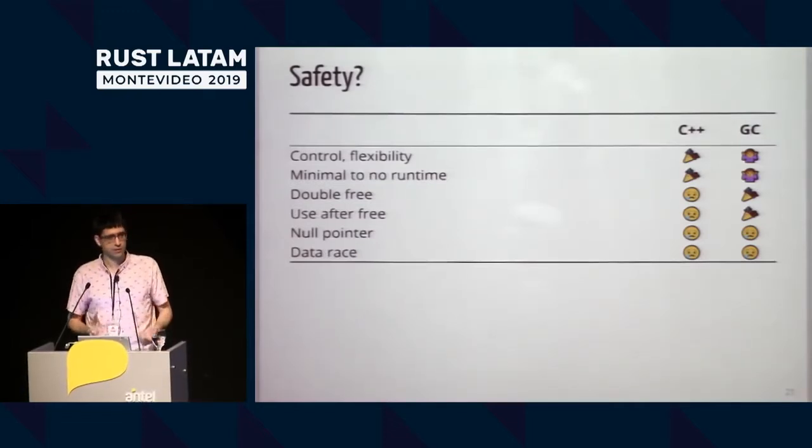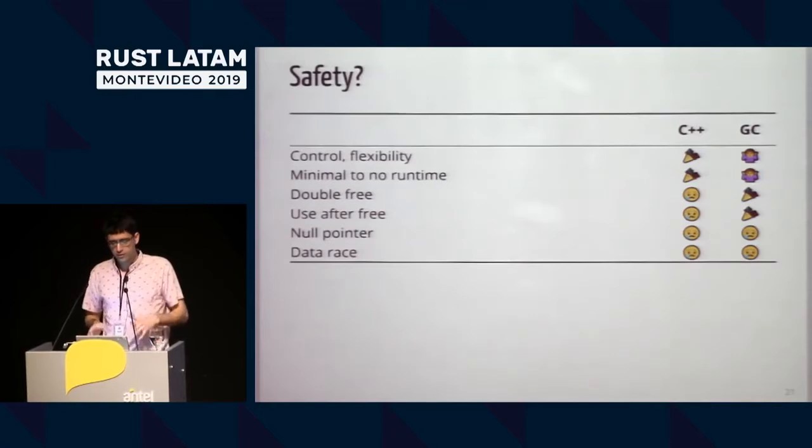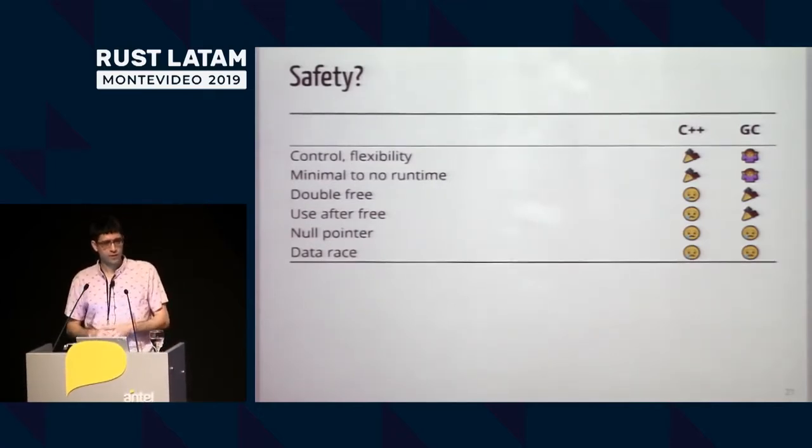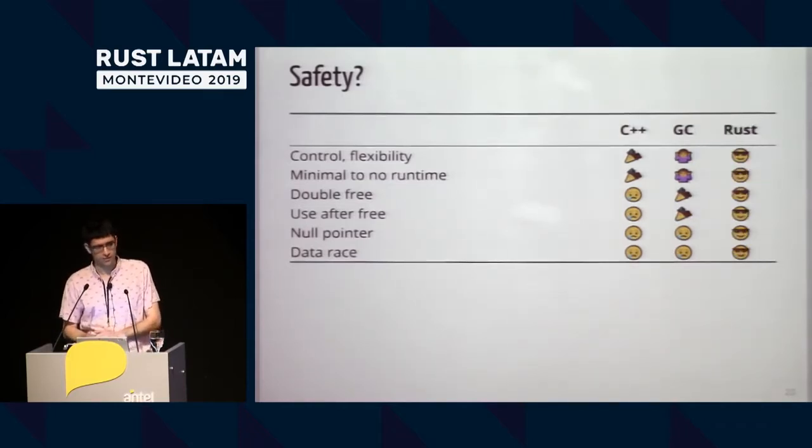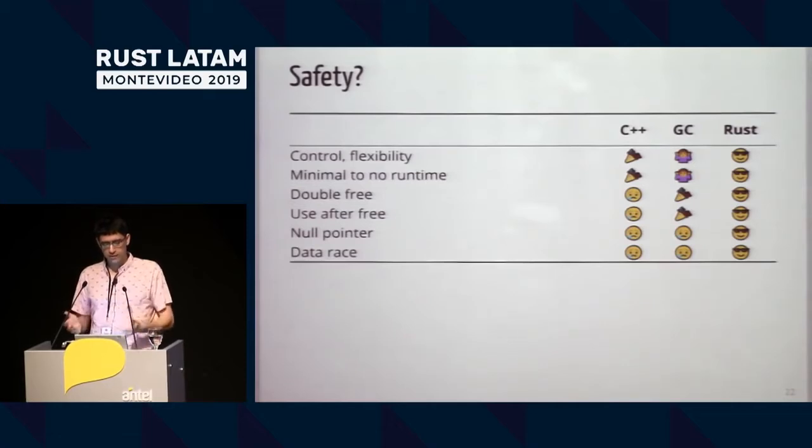Like in a GC language, Python or Java or something, you still have null pointers. You can still have data races. So you solved some of the problems, you gave up some of your control, but you didn't solve all of it. And that's where Rust kind of tries to fill this gap, right? We're trying to have all the control, all the runtime, and none of the problems. And mostly we succeed, I would say, which is pretty cool.